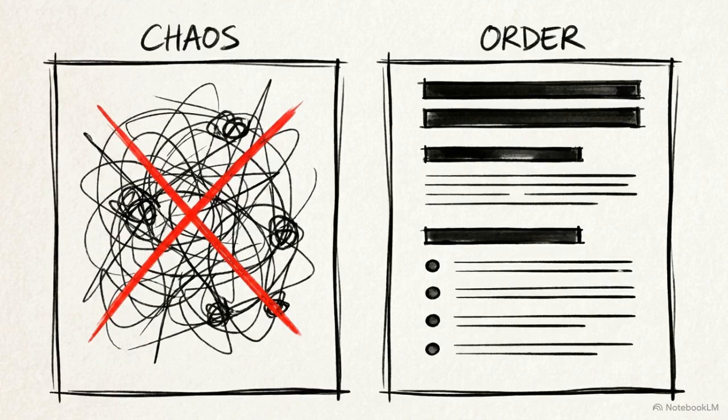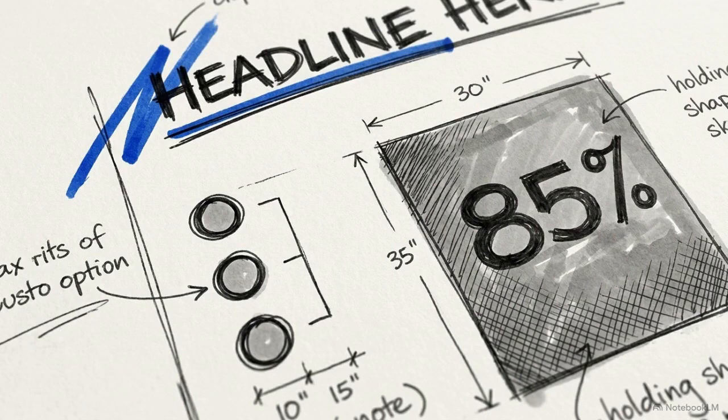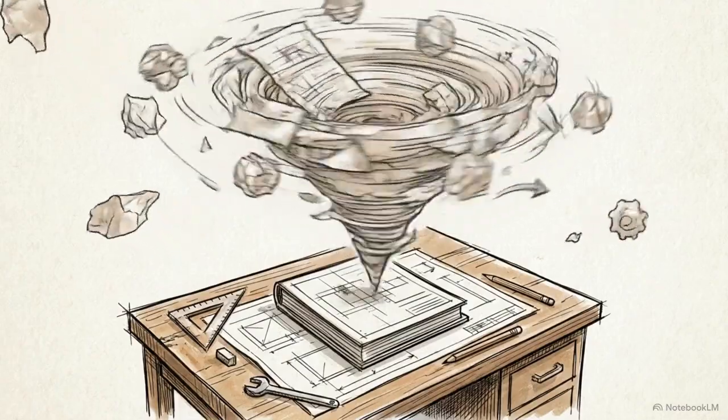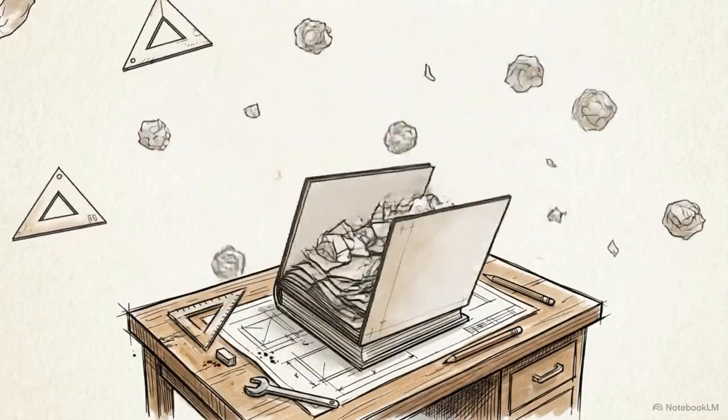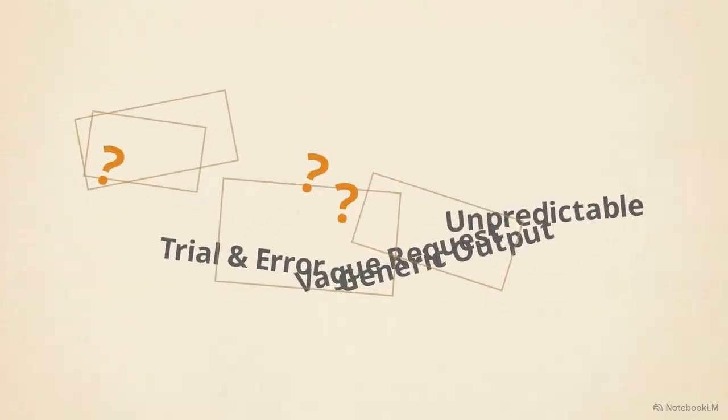Look at the document on the right. This is the alternative. Clear headlines, bullet points, and specific data callouts, all generated instantly and ready for your stakeholders. To get from a messy paragraph to a polished report, you need a reliable process that works every time. We call it the super prompt formula.